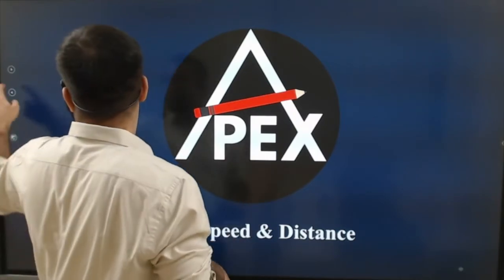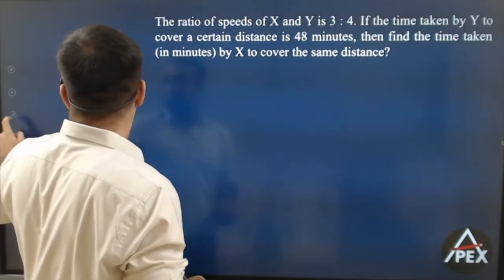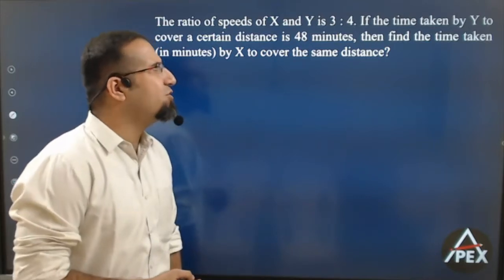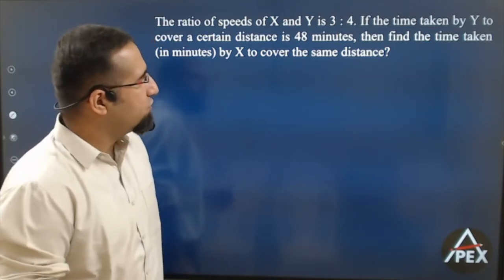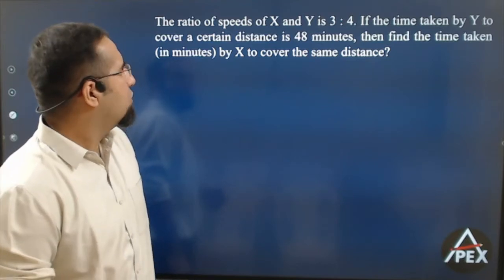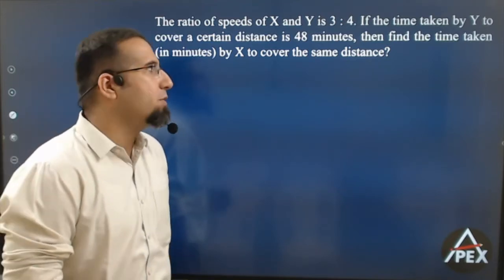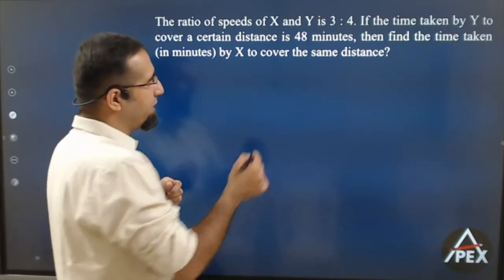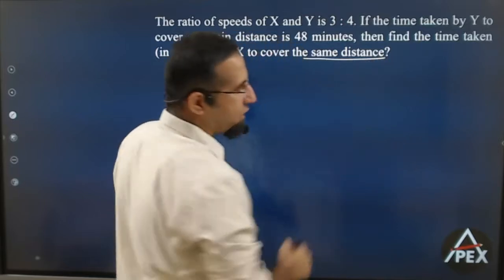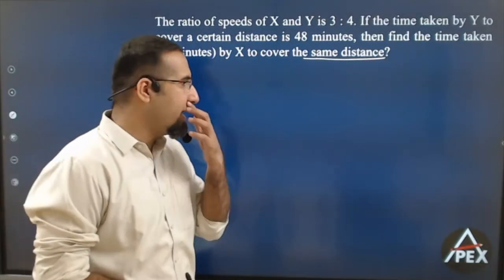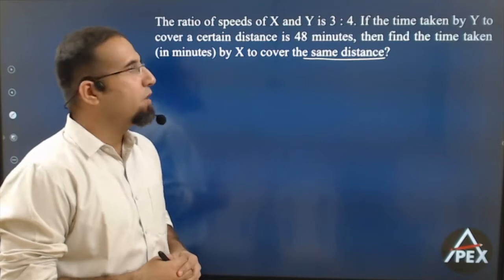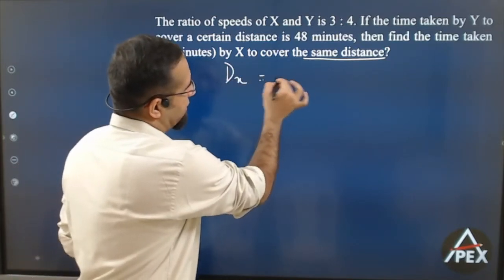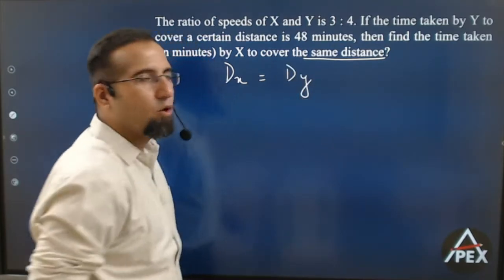If I go ahead and read this question, I'm told that the ratio of speeds of x and y is 3:4. If the time taken by y over a certain distance is 48 minutes, then find the time taken by x to cover the same distance. Now, what are the points that we need to understand? The most important hint that the question is giving us is that both x and y are covering the same distance here. If x and y are covering the same distance, I can say that the distance covered by x is equal to the distance covered by y.